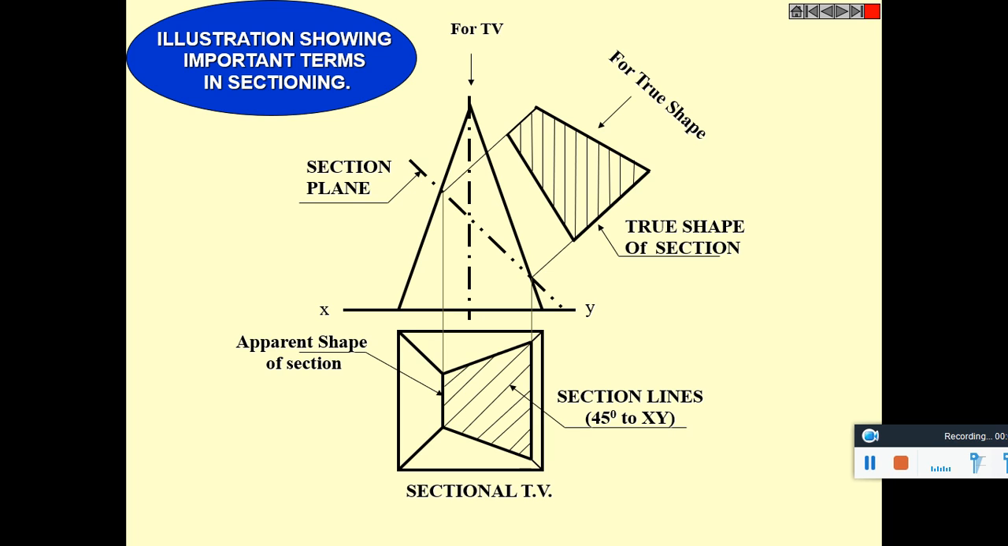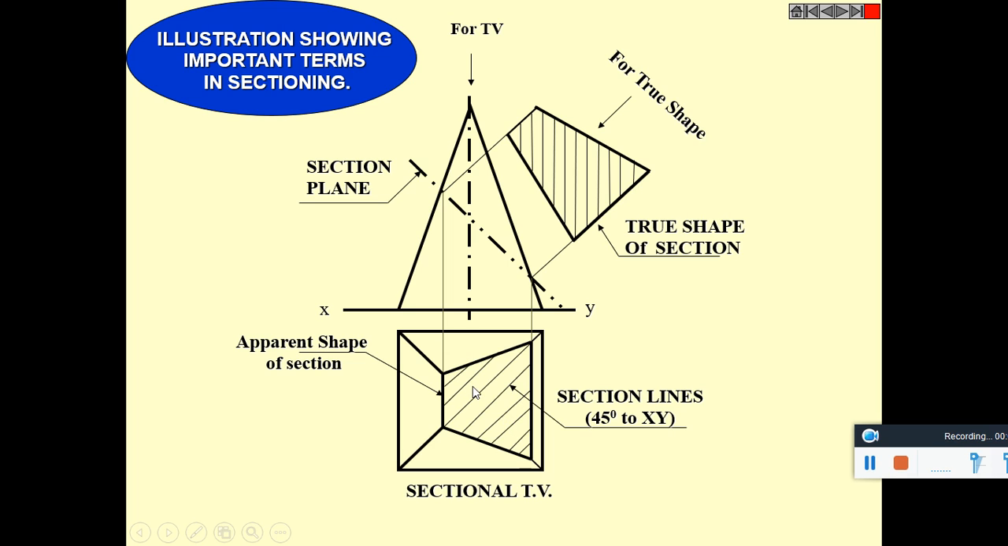These are the important terms to be studied before going to the sections of solids. So this is the front view, this is the top view or sectional top view. Here, this is the section plane. The section plane is perpendicular to VP but inclined at an angle with the HP. So we get the sectioned view in the top view only. This is the sectioned view.